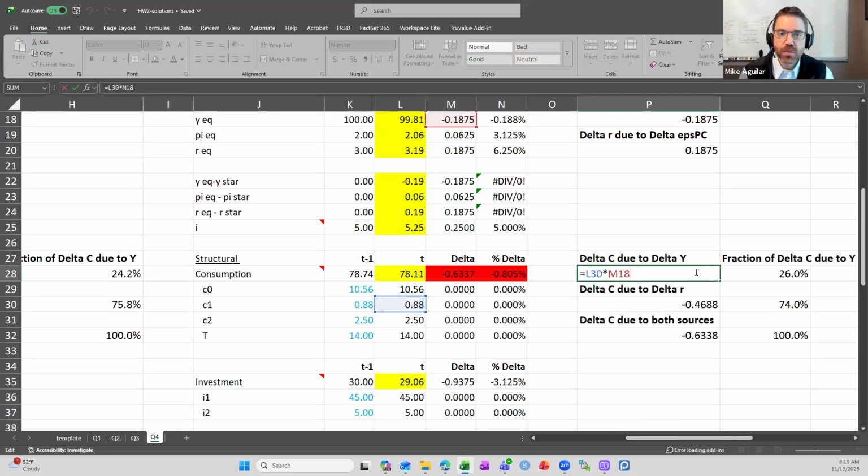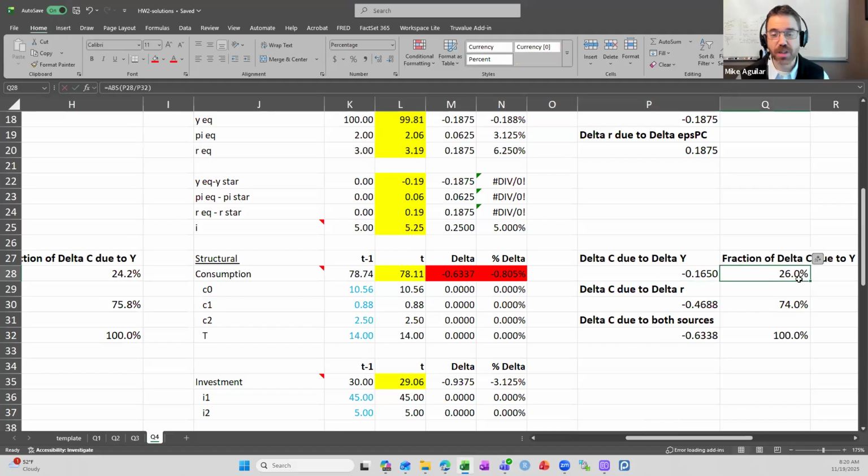All that's changing is over here. I'm linking to the same amount of change in income, but now it's more sensitive. That multiplier, referenced in cell L30, is bigger, which means it's declining by more. All else the same, that means that the fraction is bigger. The fraction of the total change in consumption due to Y is larger.